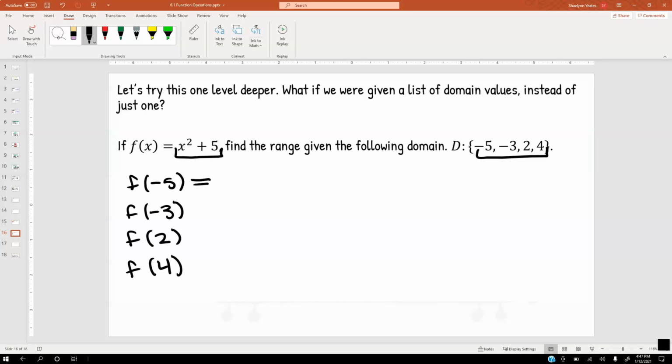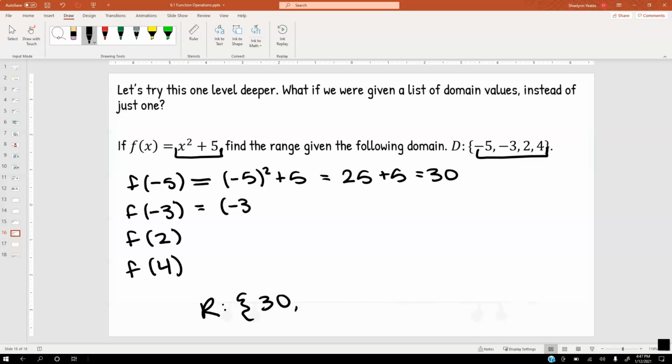So f of negative 5 is going to be negative 5 squared plus 5. So this is 25 plus 5, which is 30. So my range values so far are 30. Then when I do negative 3, I'm going to do negative 3 squared plus 5. This is 9 plus 5, and this is 14. So my next range value is 14.